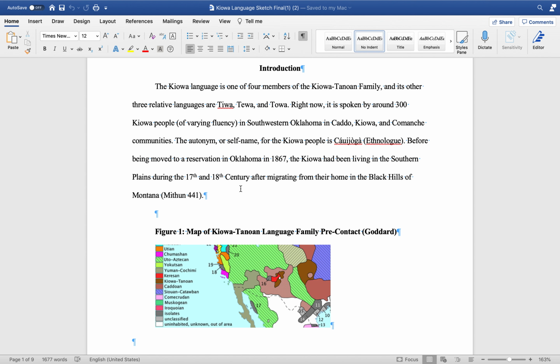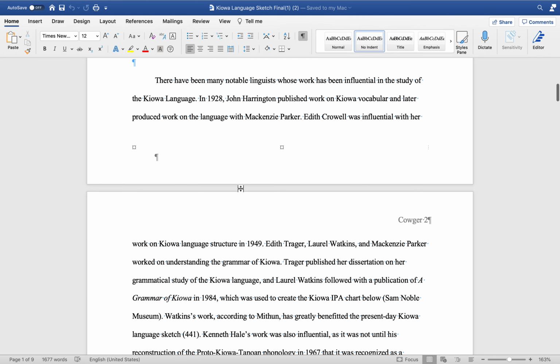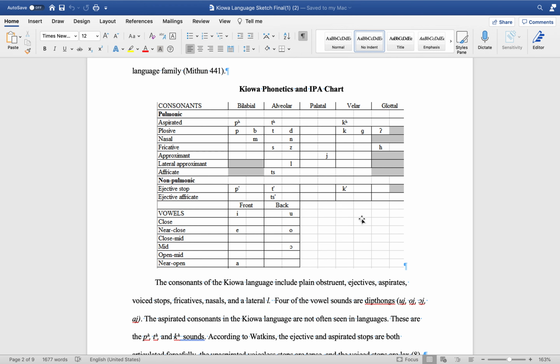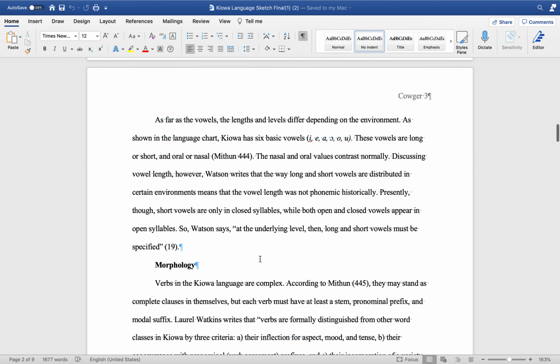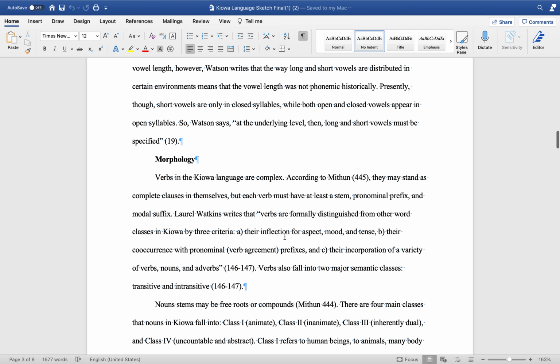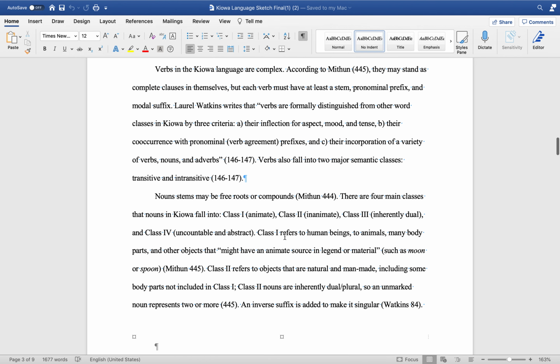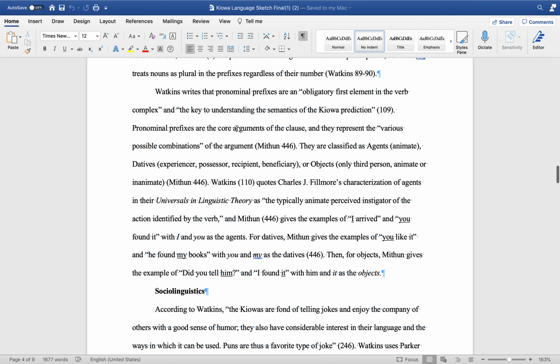So here's a little paragraph about who the Kiowa people are, a map that shows where they're traditionally from, a paragraph that talks about the linguists who have worked on this language previously, and then we jump into a sound chart and a couple paragraphs discussing each of the sounds, a paragraph for consonants and one for vowels. Then we talk about the structure of the words in the language. And here it's talking about noun classes. And then it goes on to talk about verbs right here.